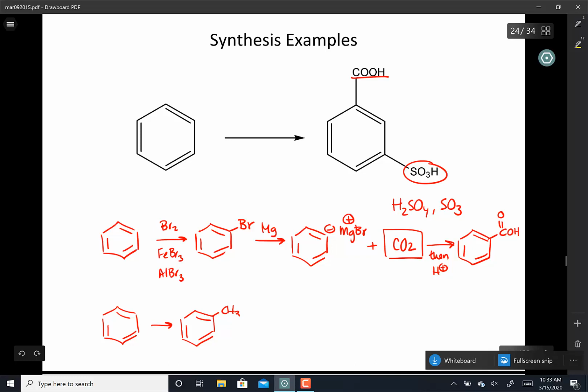Let's, for the sake of argument, say I want to put a methyl group on the ring. Once I put a methyl group on the ring, I can convert the methyl group to a carboxylic acid. Two questions here. How do I add the methyl group to the benzene ring?